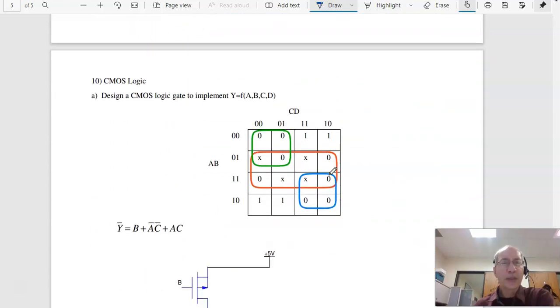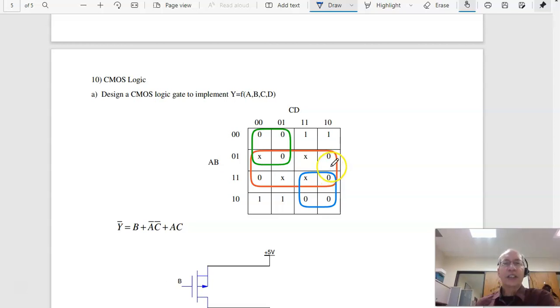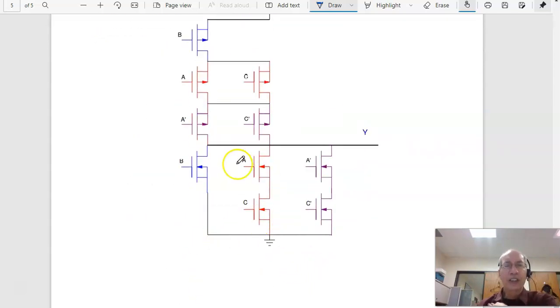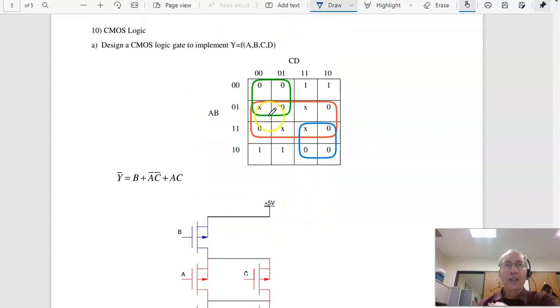And the last problem is design a CMOS logic to implement that Karnaugh map. So I'm going to circle the zeros. That's kind of my preferred way to do it. You can circle the ones too. If you circle the zeros, you get the logic on the low side. So that's going to be B or A bar C bar or AC.